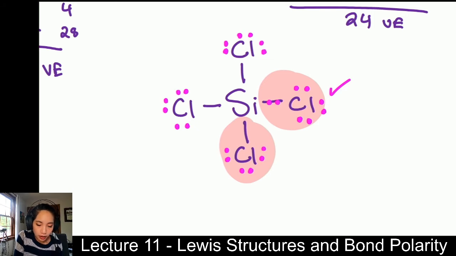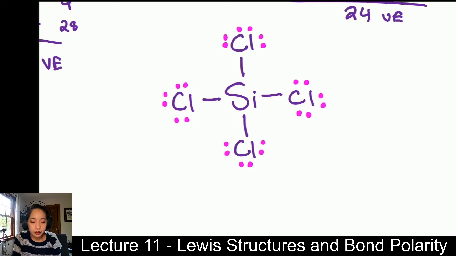All right, and so now you can see all the chlorines have a fulfilled octet, and I've used up the rest of my 24 valence electrons. So I put 1, 2, 3, 4, 5, 6 additional electrons, or step 3, around 1 chlorine, and I did it 4 times, so 6 times 4 is 24. So now I have used up the rest of my valence electrons.